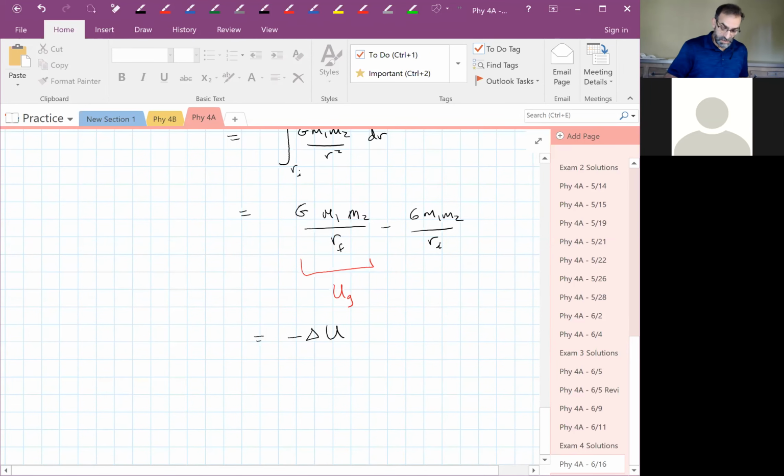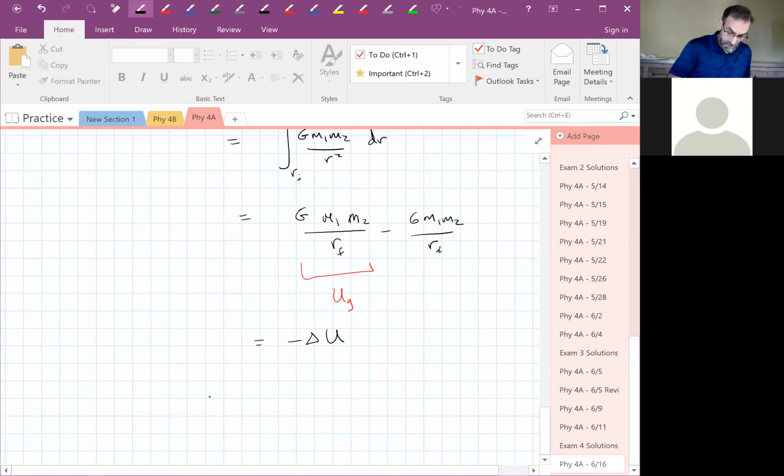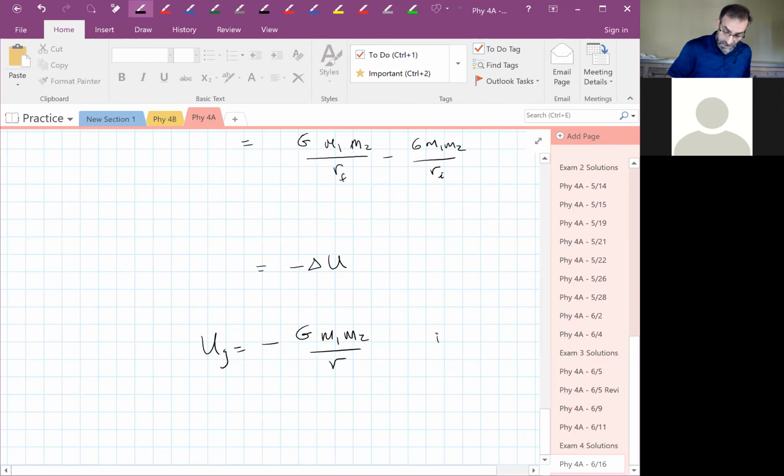So what is U then? It's actually the opposite here. I'm going to get rid of this because there's a minus sign there. U is minus G M1 M2 over R, not R squared, just 1 over R. This is in general. Any two masses anywhere in the universe, this is our formula.